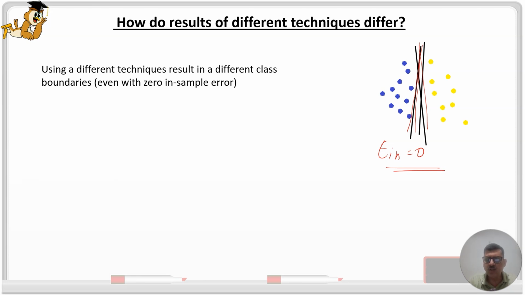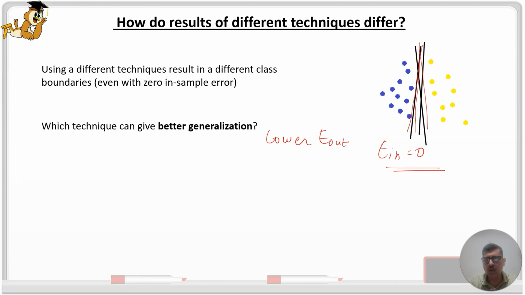The question that you would now ask is that although E_in is 0 for each of these, is there something that differentiates these from each other? Is there a way for you to say that one of these is better than the others? And naturally, the question that you would ask is which technique can give you better generalization. Better generalization means lower E_out, lower out of sample error.